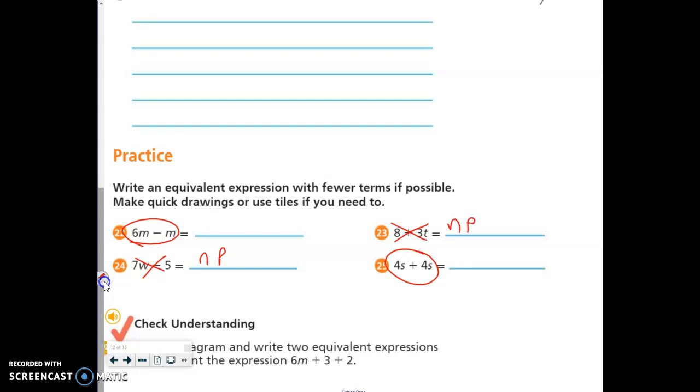Not possible. This one can shrink down to 5m because I'm taking 6m and I'm taking 1m away from it. And this one can be shrunk down, or I say it's shrunk down even though it's adding. I'm combining them to say 4s plus 4s gets me to 8s. Okay, they have a like term, they have that like variable. I can't combine regular numbers with things that have a variable attached to them. I'm looking for things that look the same and I'm combining them.